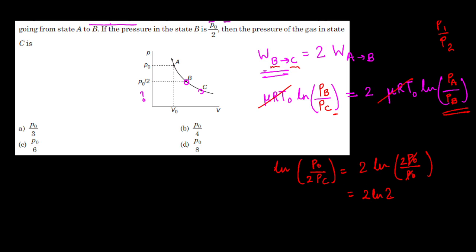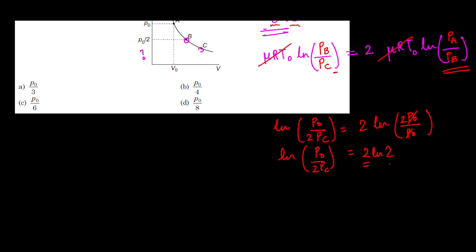So time for log property. To compare both sides, this 2 is a problem. Which 2? These 2. So time for log property, do you understand that this can be written as ln 2 raised to 2?